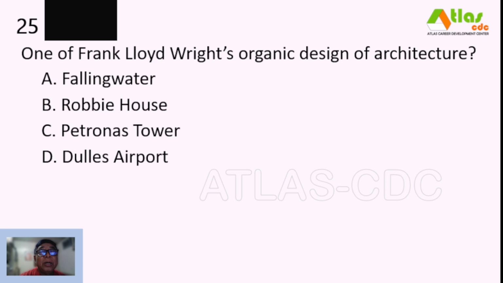Number 25. One of Frank Lloyd Wright's organic design of architecture. A. Falling Water, B. Robie House, C. Petronas Tower, D. Dulles Airport.